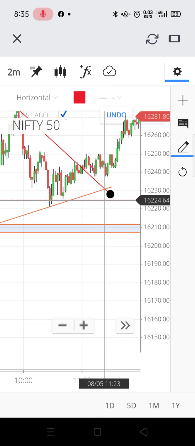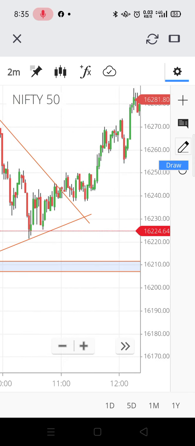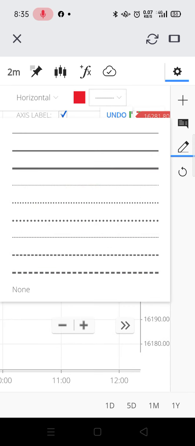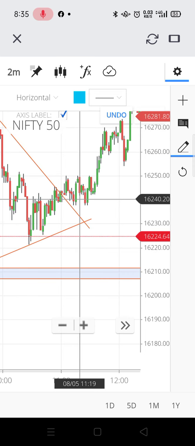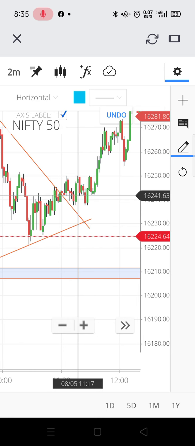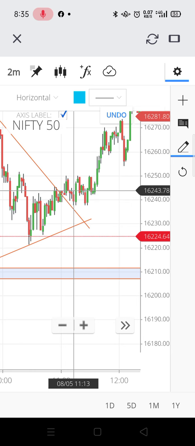So this was my previous day stop loss. Okay, and I will mark my entry with the blue line. So my entry was somewhere close to 16,246 or 50, if I remember correctly. So it was at somewhere this point at 46. This is 46.